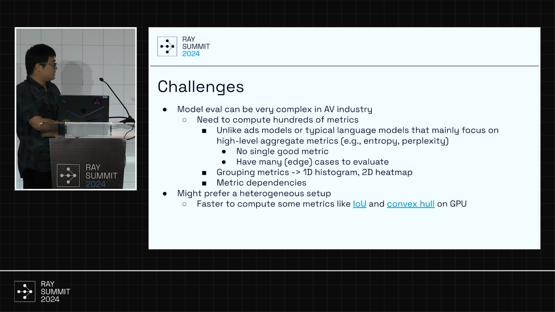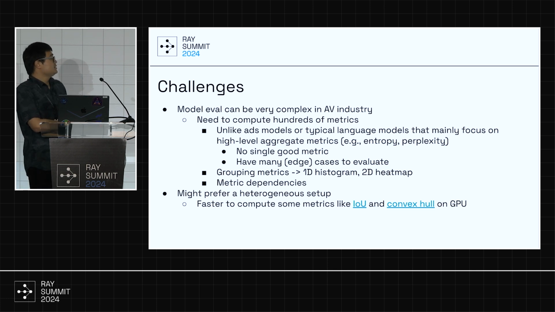So what does it mean? It means a lot of metrics, and we also need to do a lot of grouping. The results will be rendered as a 1D histogram or 2D heat map. Also among these metrics, there usually are some dependencies. Some metrics, if you computed them first, you may need to recompute them later because of a dependency. So it can be tricky.